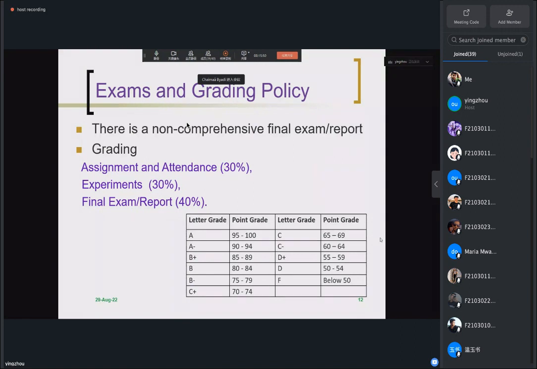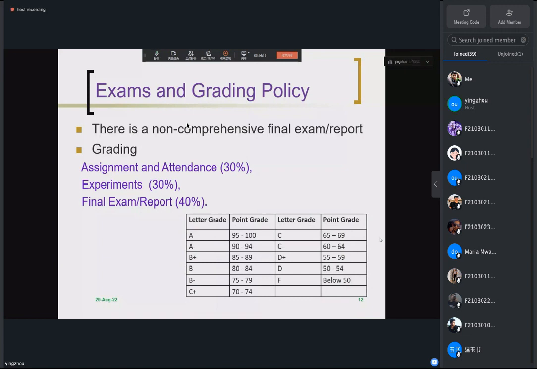That means we have just the three parts. The first is assignment and sign-in attendance, which is maybe 30%. And also we have the four experiments, the objects, maybe just 30%.